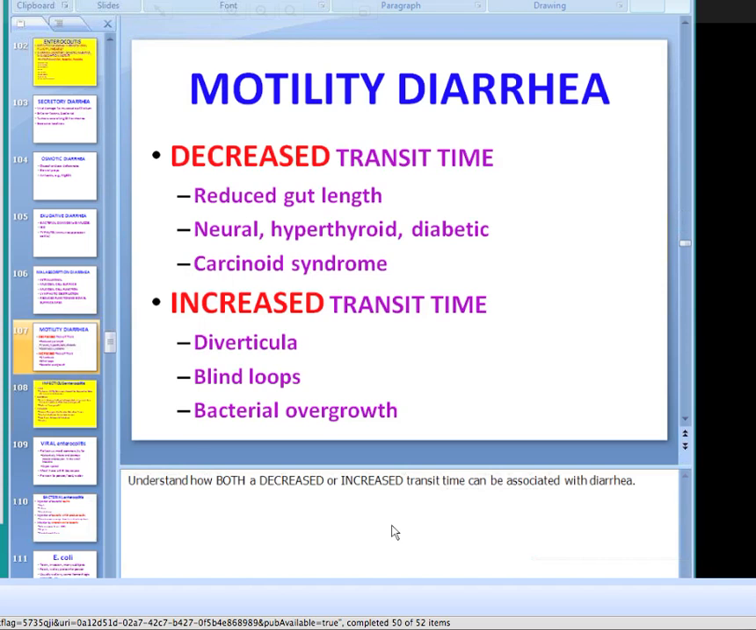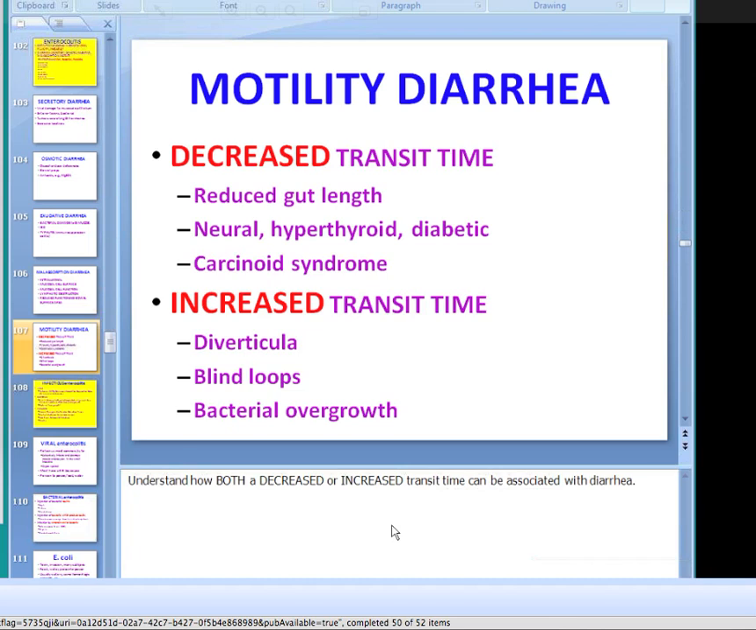Last but not least, let's talk about the concepts of motility in diarrhea. And it's hard for most people to understand how both a decreased as well as an increased transit time can result in diarrhea. So I'm going to explain it. Well, first of all, decreased transit time means your bolus, your food, your poop is just going through too fast for any reason. So that by itself is diarrhea by definition, isn't it? Very, very common when there's reduced gut length or diseases which result in decreased transit time like hyperthyroid patients, diabetic patients.